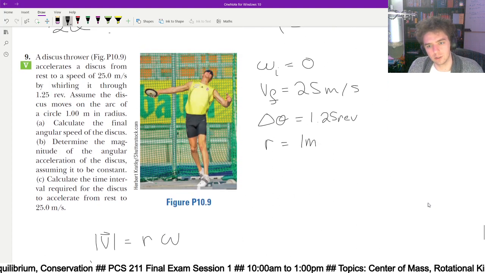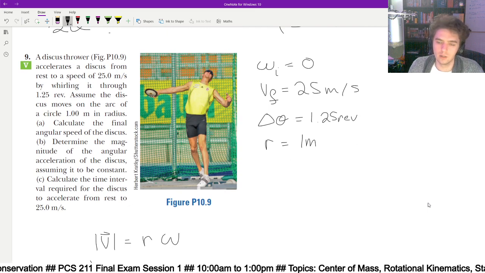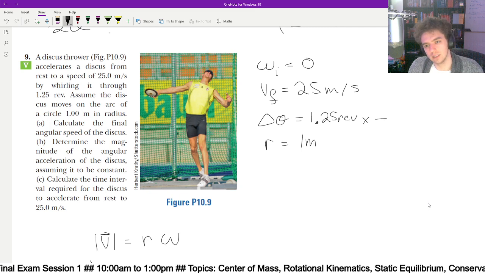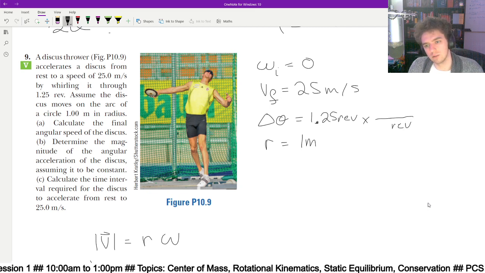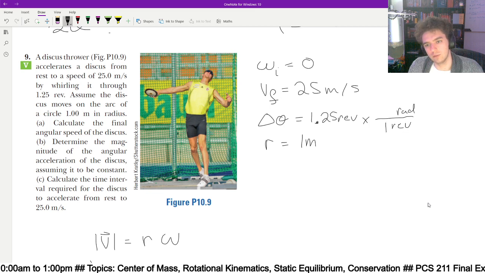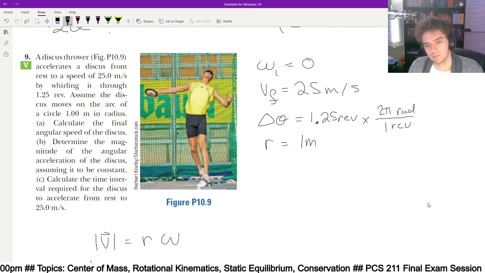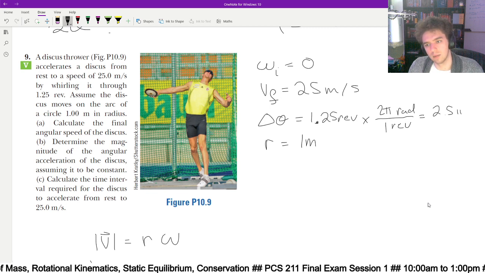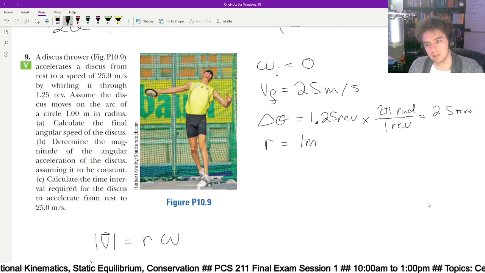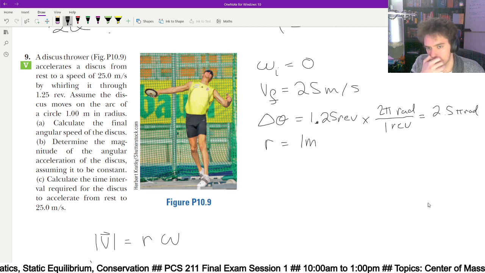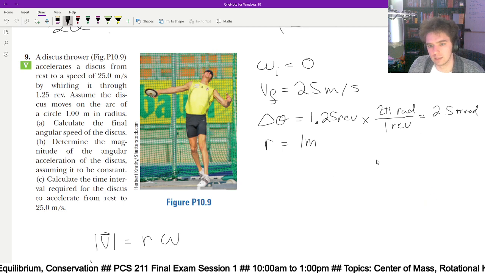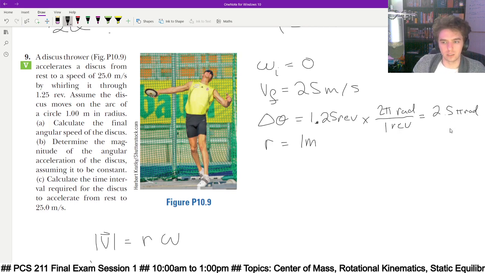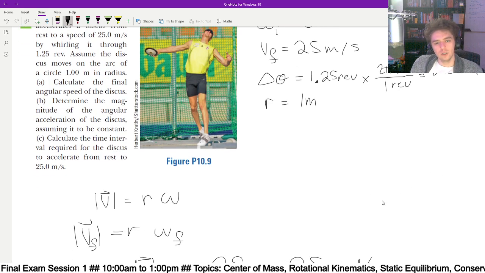Right before we do this, I'm going to convert this again. It's 1.25 revolutions. To convert that to radians, we're converting from revolutions to radians. In one revolution, there's 2 pi radians. So that's going to be 2.5 pi radians. Yes, that makes sense, because 2 pi is one full rotation, so a quarter of another rotation would be 0.5. Okay, good. So we know that now.